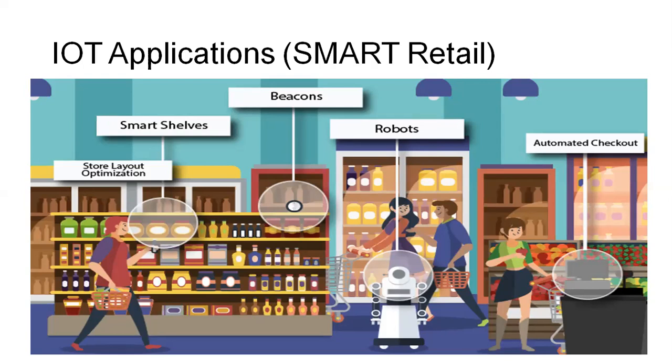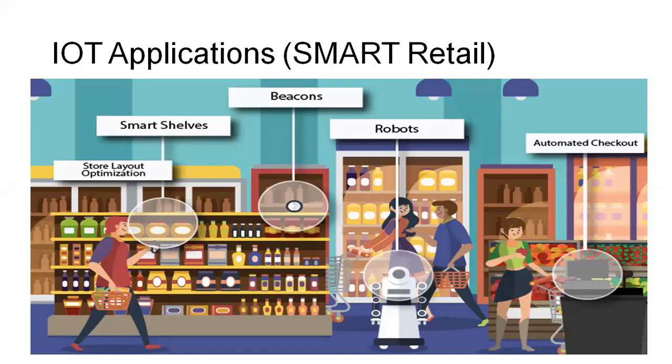So this kind of thing you will see in the store, where sensors will give you a notification for the products placed every time. As we see, RFID tags are there on the items. Nowadays you see long checkout lines, and the customer has to wait for their billing. So this is a main problem.